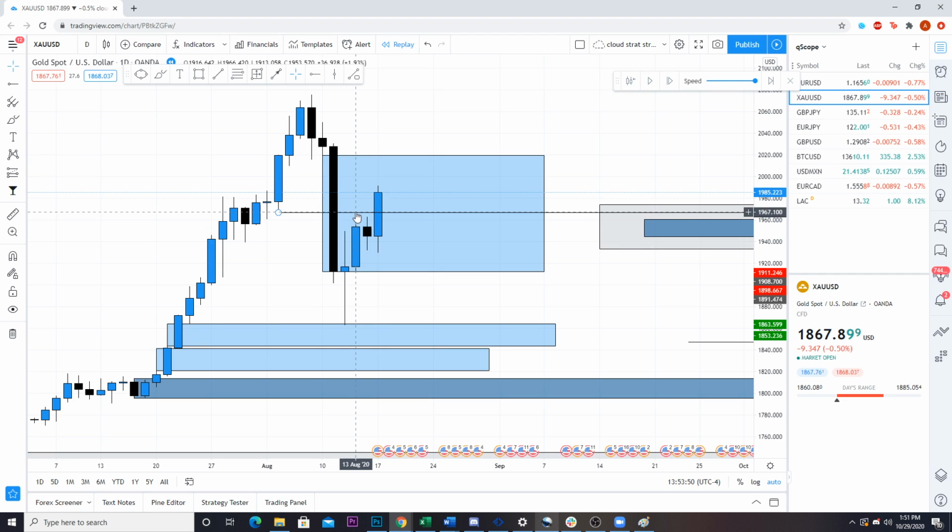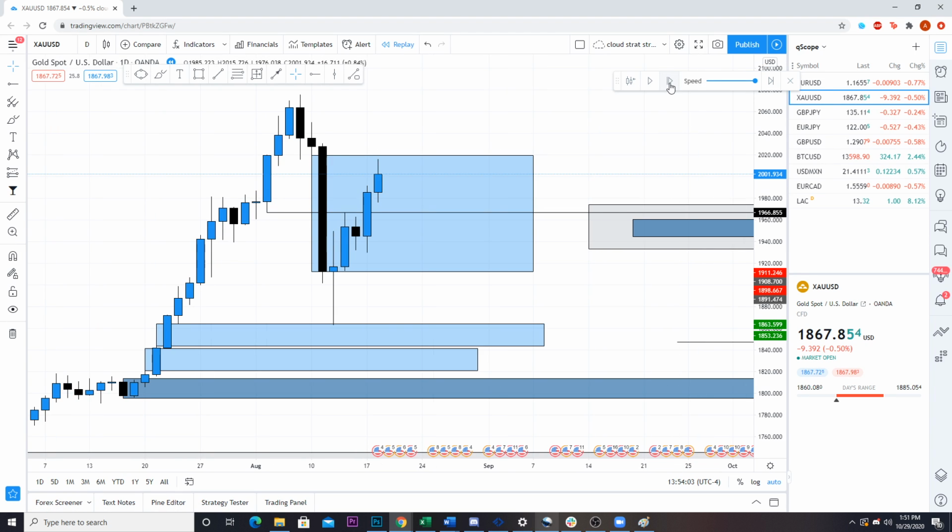So notice how, despite just coming to half, we didn't just reject all the way down to here. But what we did is we filled in some of this. Now what can we expect? Well, now we can expect that more of this needs to be filled before we start coming down to these areas, right? So we come and fill the rest of that imbalance, or a good proportion of it.